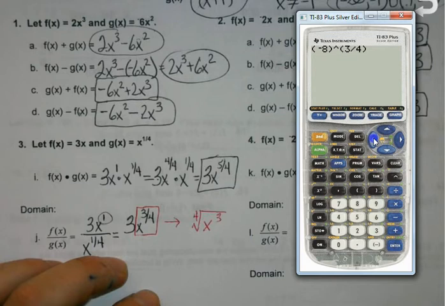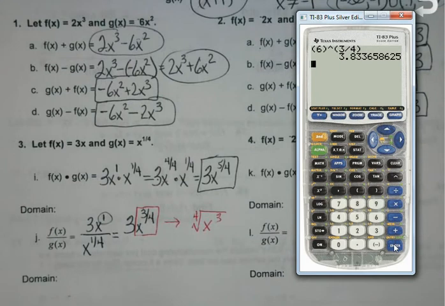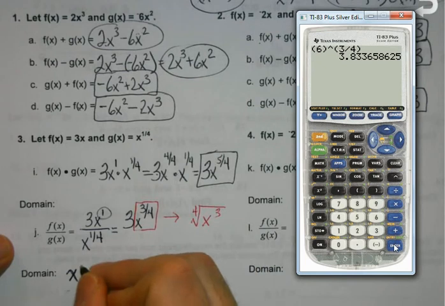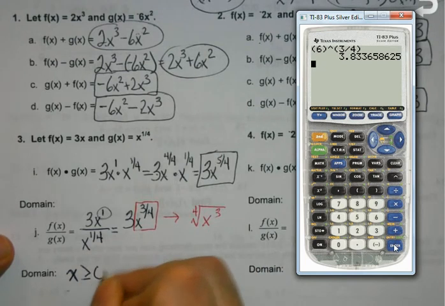Well, what if I change it to negative 6? Okay. What if I change it to positive 6? Okay. So what am I generally finding out right now? What types of numbers won't work? Negatives. So my x value, and I'm just trying to think my way through it first, has to be greater than or equal to 0.